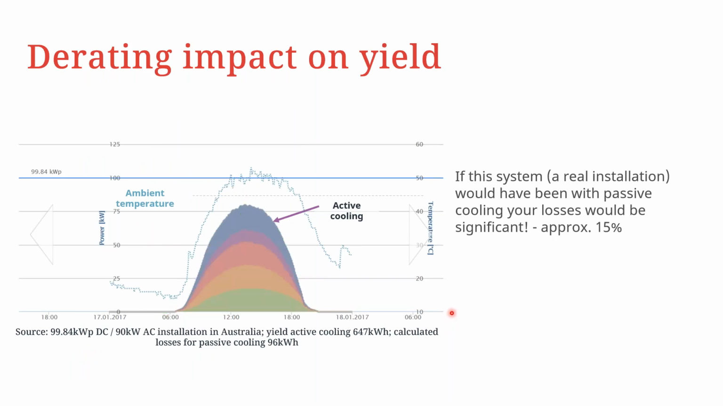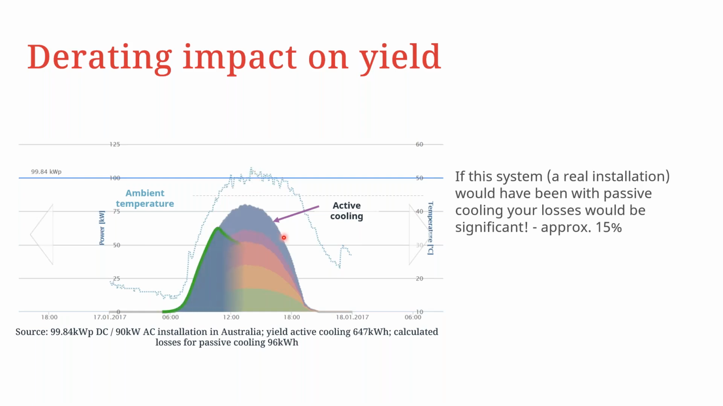To understand the effect this has on the yield, we look at this particular graph. This is for a system that is about 99.84 kilowatt peak, gives out 90 kilowatt AC power. And this is an installation in Australia with an annual yield of about 647 kilowatt hours. So you can see that when you have the possibility for maximum output, this is the production curve as we can see it with active cooling. This is also the point when the ambient temperature would be at the highest. So we are looking at the possibility of the module temperatures approaching even above 50 degrees.